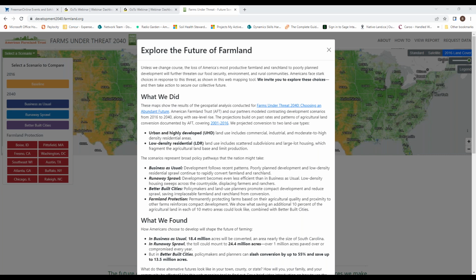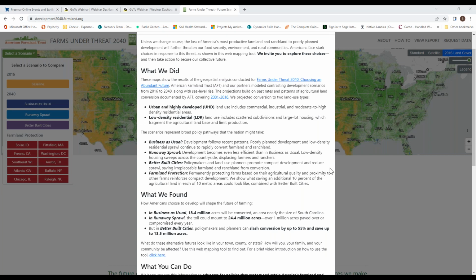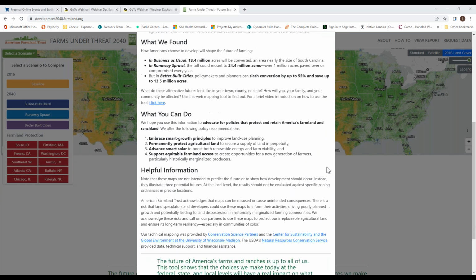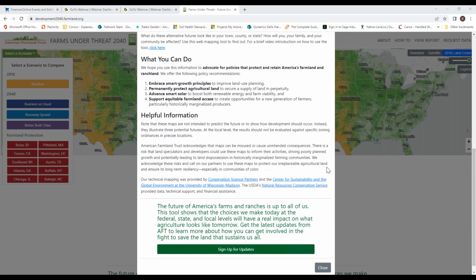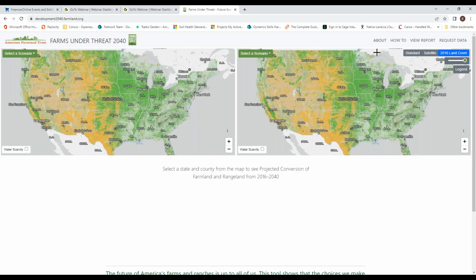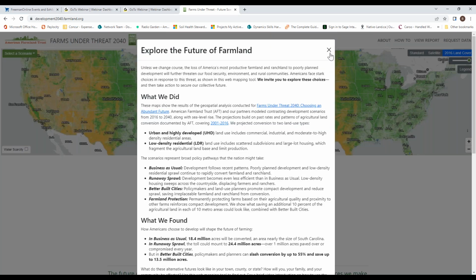So we are now in the website, and Beth, when she has a minute, will put a link to this website in the chat. When you get here, here's what you see: the future of farmland. You see a summary of what we found and additional helpful information. To get out of here, you just click on the X on the upper right-hand side. While we're on the upper right-hand side, let's take a look at the four tabs in the upper right-hand corner of this website. The About tab takes you back to that summary document.